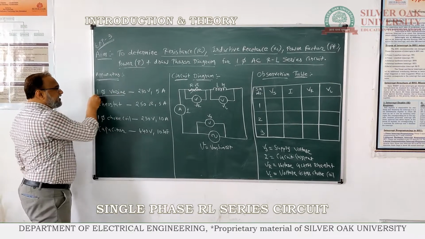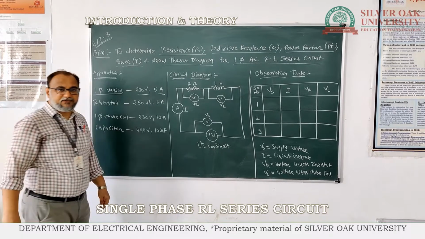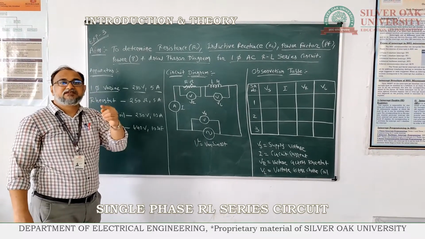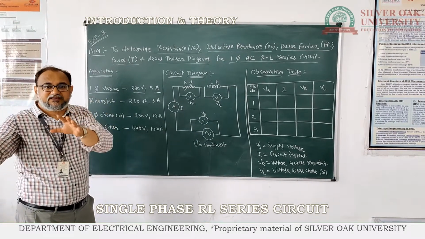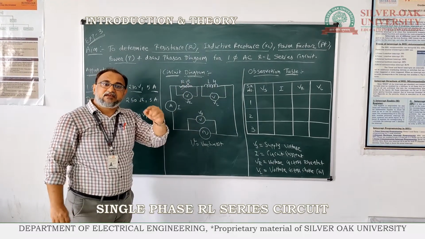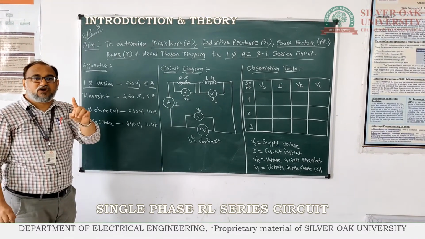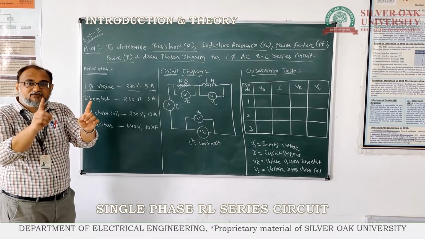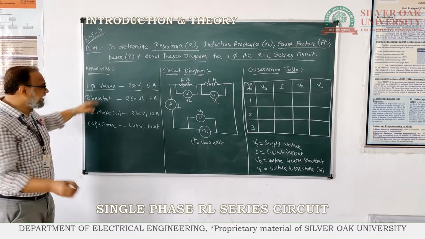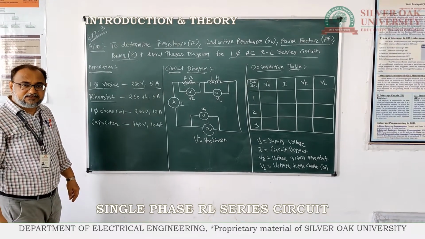The first one is a single phase variac, and the rating of the variac is 230 volt, 5 ampere. With the help of this variac, we can vary the supply voltage. When I explain the entire circuit, you will come to know that it is connected to a supply through the variac. The supply available is 230 volt, and it can be varied with the help of the single phase variac.